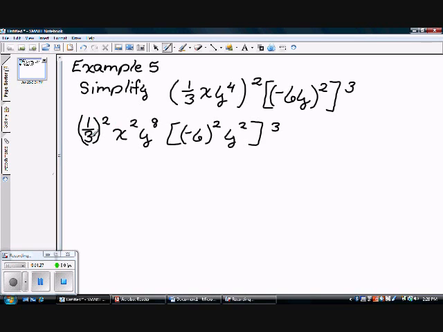I'm going to work this out. Remember, 1/3 squared means 1/3 times 1/3. So this is going to be 1/9 x squared y to the 8th. And here I'm going to have a power to a power you multiply. So I'm going to have negative 6 to the 6th power, y to the 6th power.